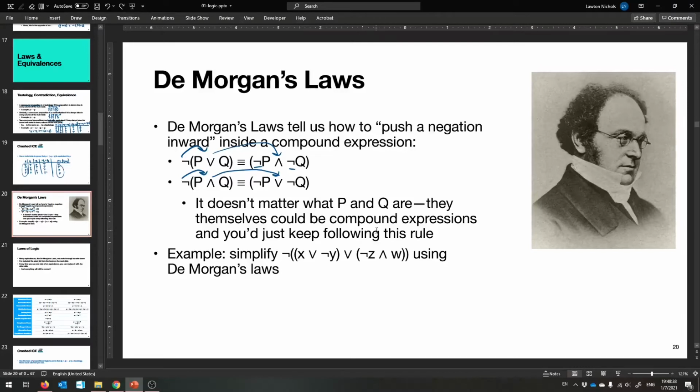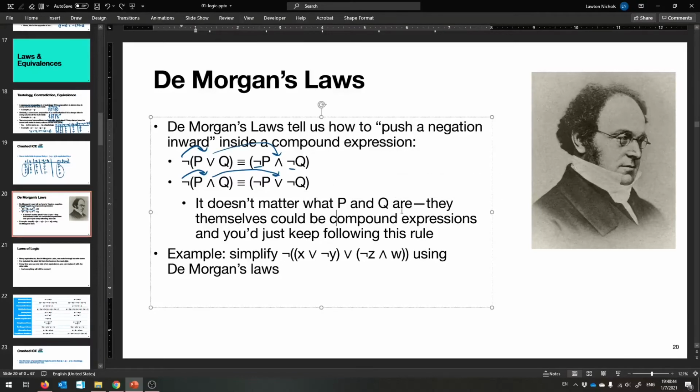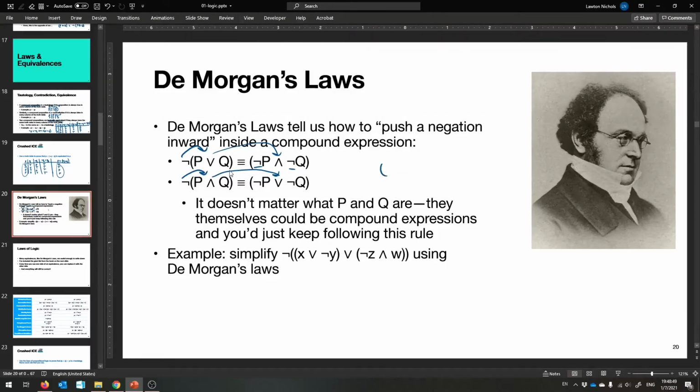So the idea for these laws, and the reason they're useful, is because it doesn't matter what P and Q are. They can be as big as you want. Like P itself could be, I don't know, X and not R and all of that. And you can keep on going. You can push the negation in as far as you want. So you just keep following the rule. So, for example, I'm going to simplify this very long statement for you by pushing this negation out here.